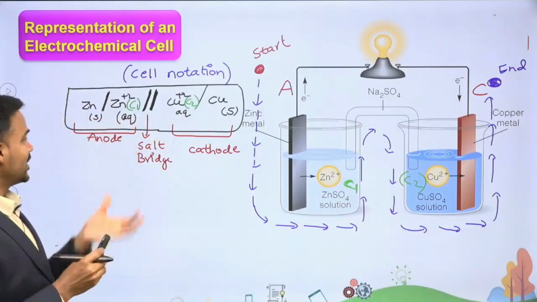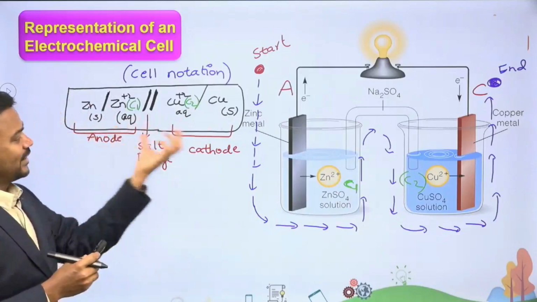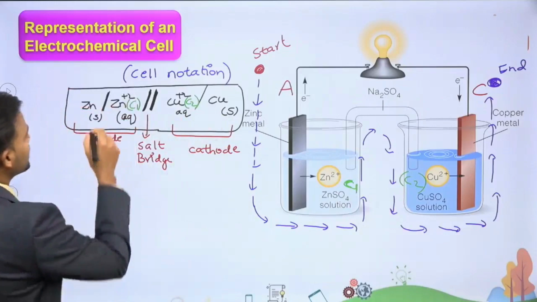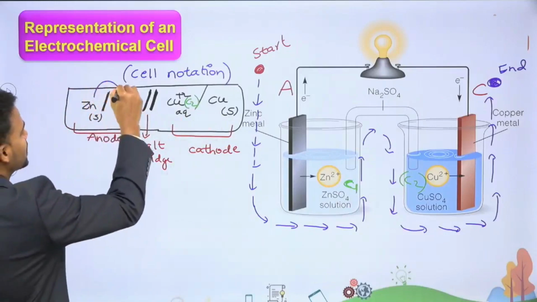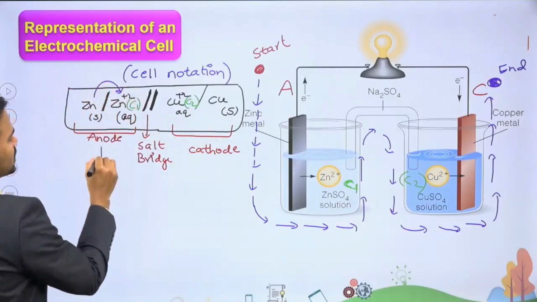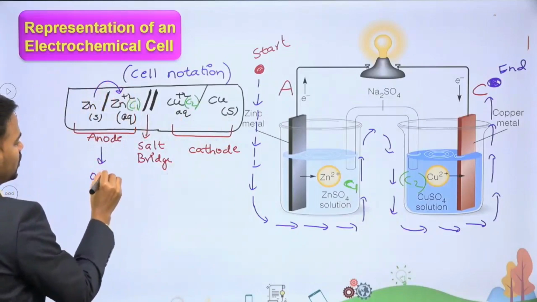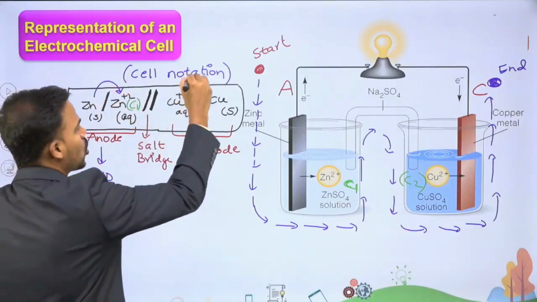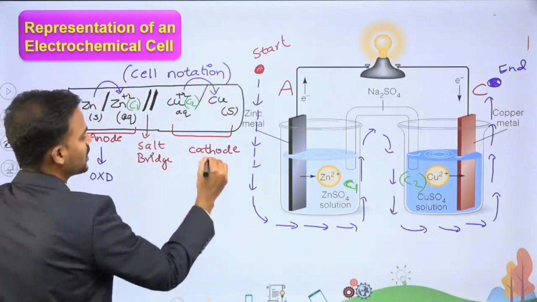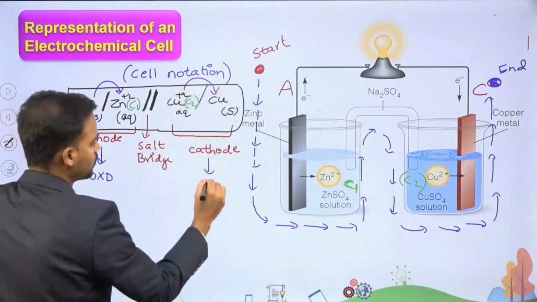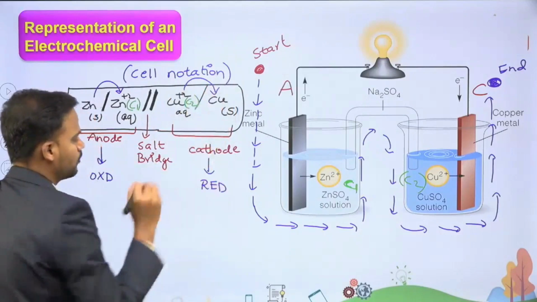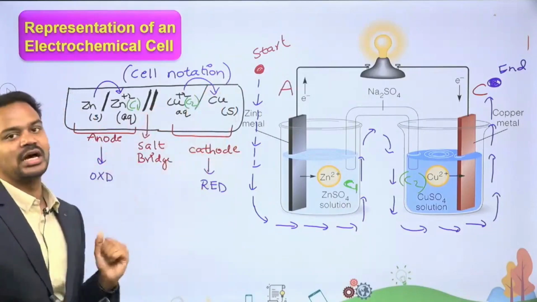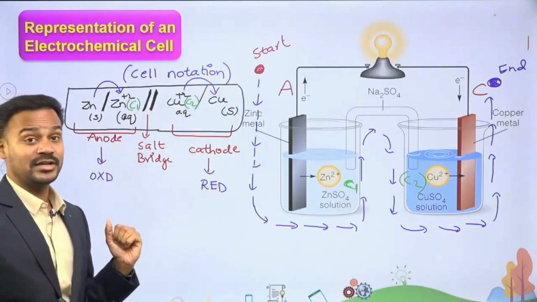The first information you get is that this is the anode part and this is the cathode part, and you can see clearly what is happening. Zinc is converting into Zn+2 ions, which is nothing but oxidation. And here, copper +2 is converting into copper, which is nothing but reduction. So we have the oxidation half cell followed by the reduction half cell. I hope you are clear with this.